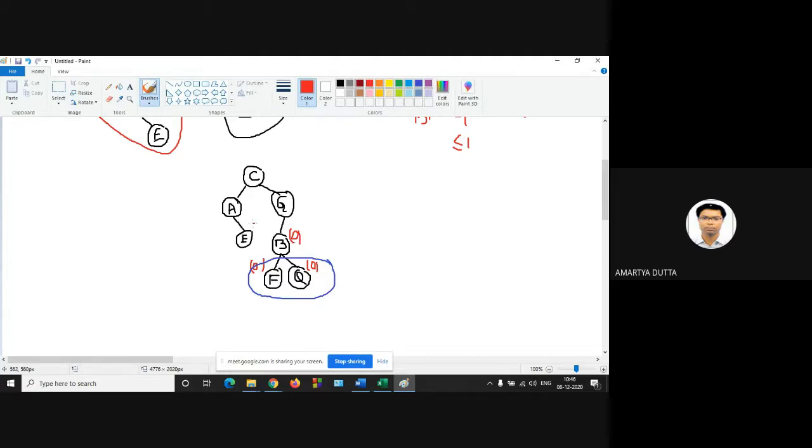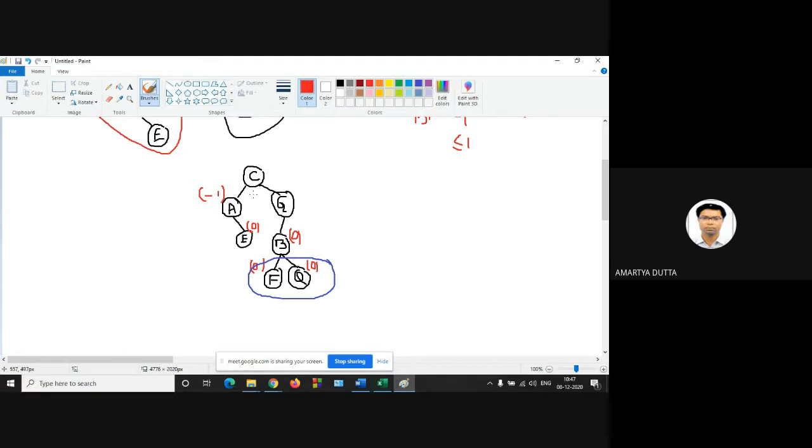Similarly, balance factor of E is 0. Why 0? Because E has no child. Okay. Now balance factor of A. Its left subtree is absent, right subtree is present. Now if only the right subtree is present, or the height of the right subtree is greater than the left subtree, then you have to put -1. And if the left subtree is greater than the right subtree, or only the left subtree is present, then you have to put +1. Okay. This is the convention.